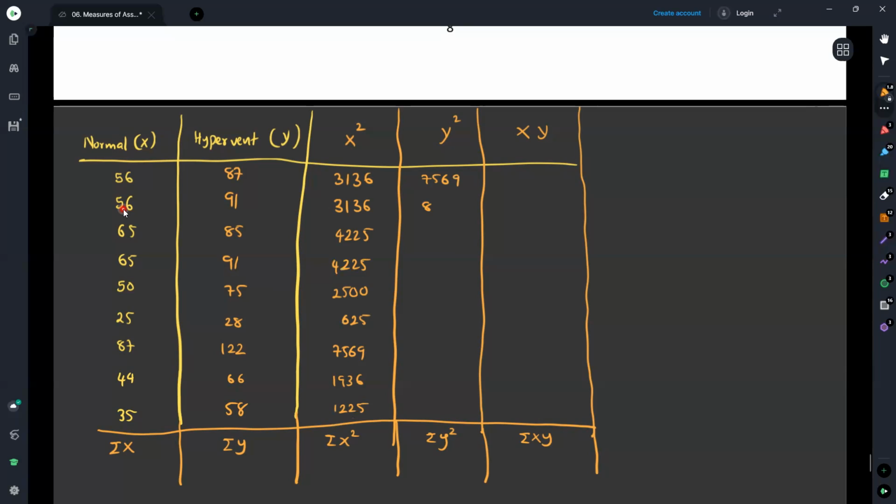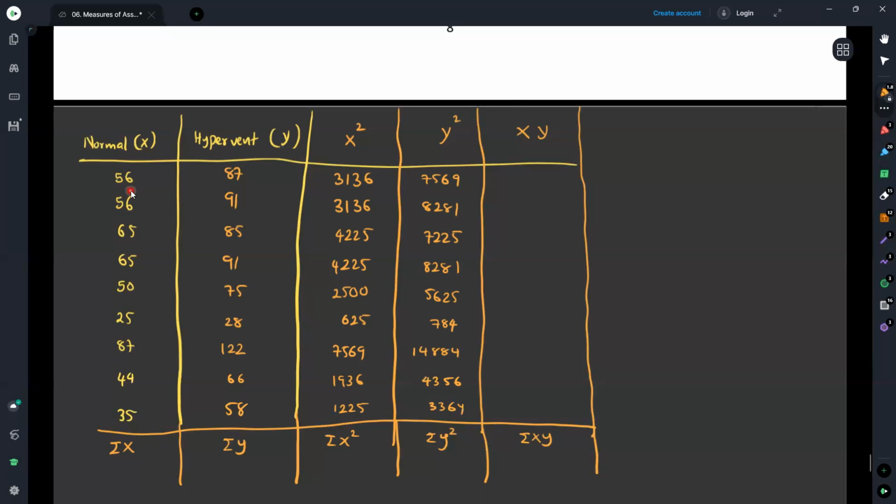Then the square term of 91. Here we'll get 8,281. Then in a similar manner we'll get the values: 784 as the square term of 28. Then the square term of 122, we'll get the value as 14,884. Then the square term of 66, we are getting 4,356. Then the square term of 58, we'll get it as 3,364.